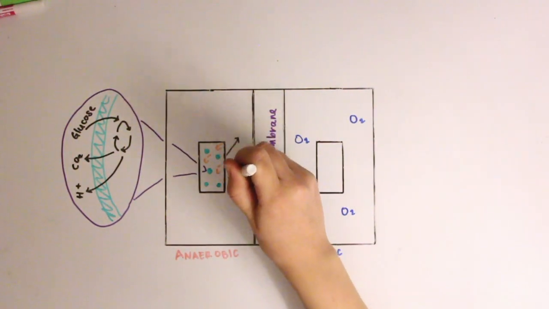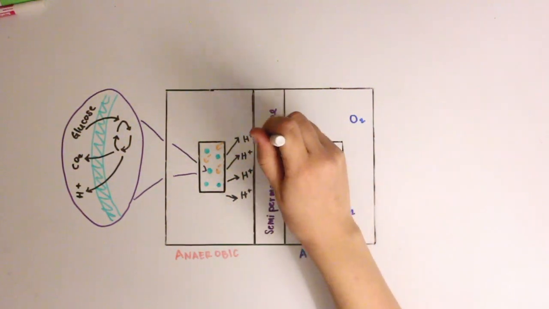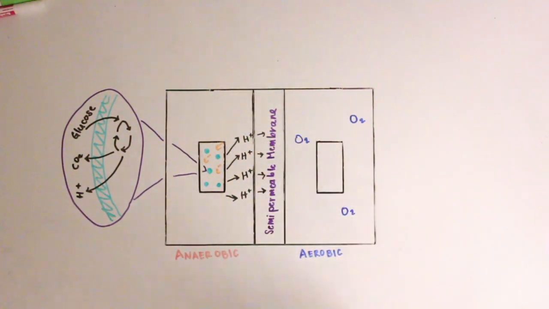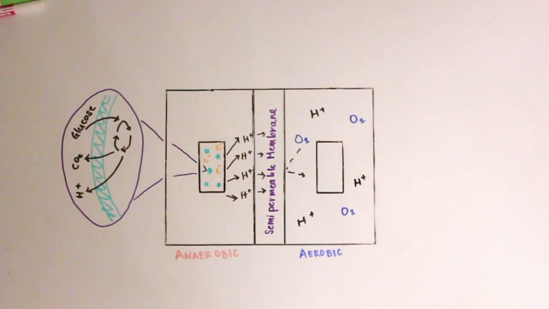As the protons are generated by the bacteria, a proton gradient between the two halves of the cell is formed, causing the protons to flow through. The membrane keeps oxygen out while facilitating the movement of the protons.